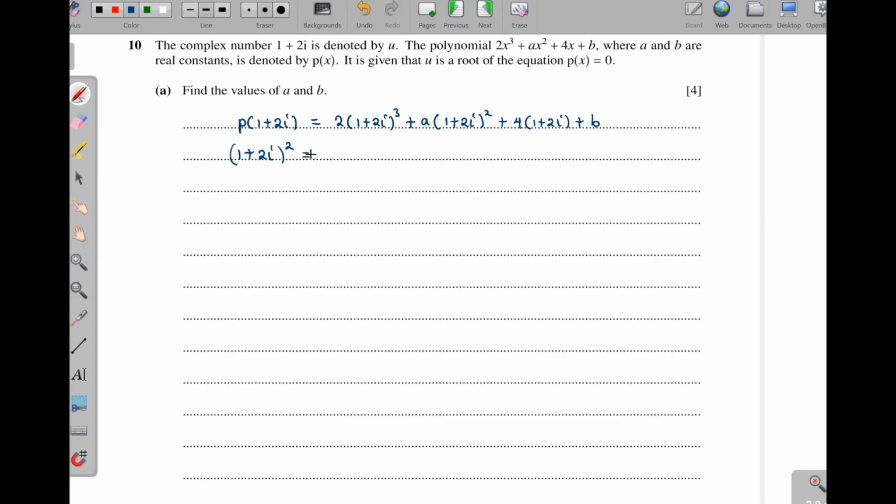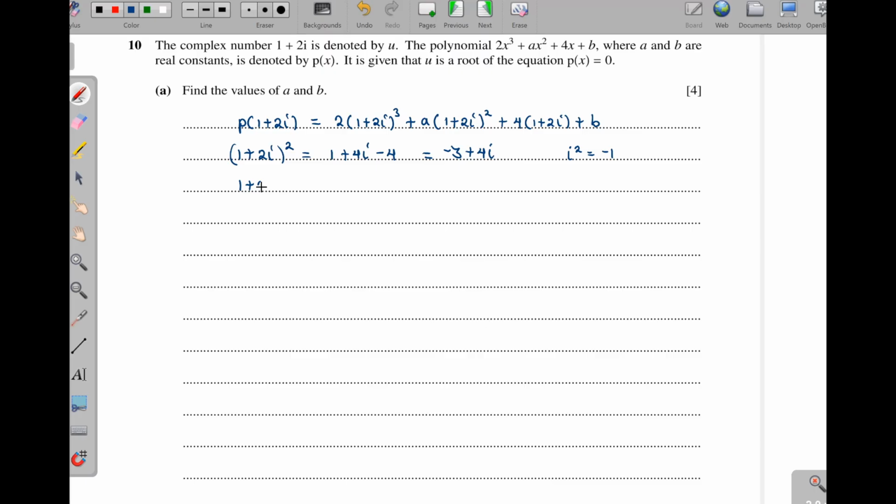Squared: you square 1, you get 1, then 2 times this times that is 4i, and then we square this one here, which will be negative 4. You should know that i squared in complex numbers is always equal to negative 1. Here we have 2 squared, then i squared, so this i squared makes it negative. That's why we have a minus 4 there. So this simplifies to 1 minus 4, that is negative 3, plus 4i.